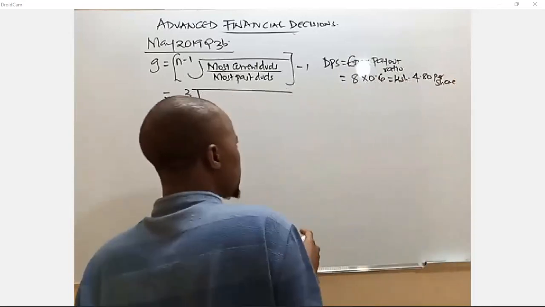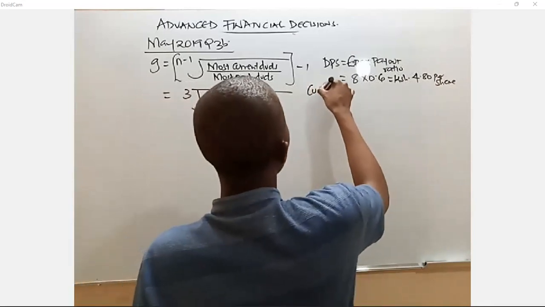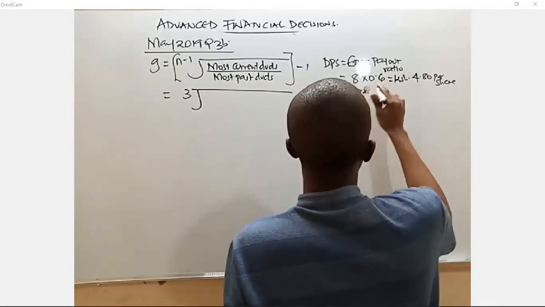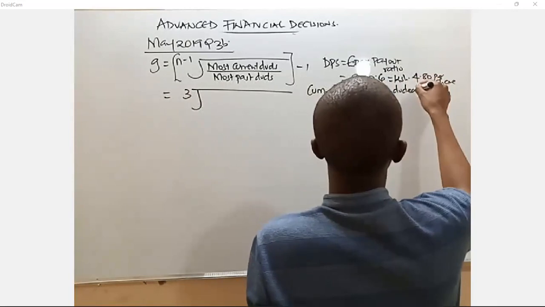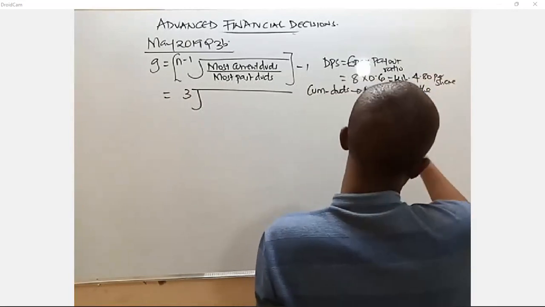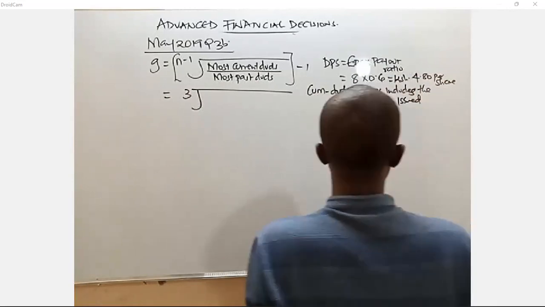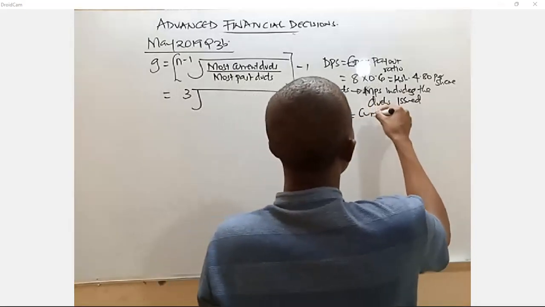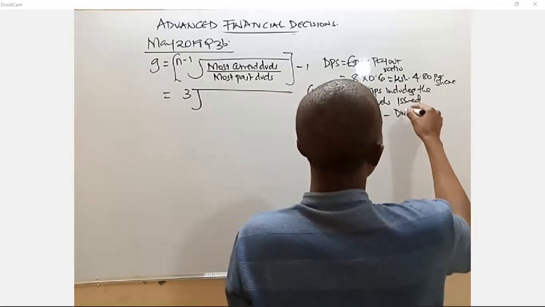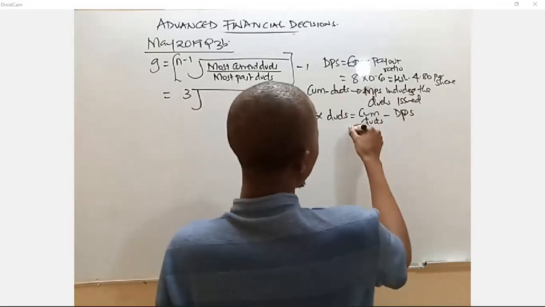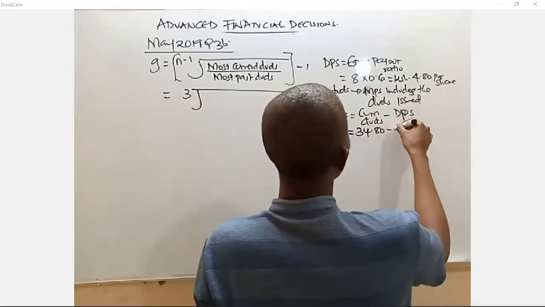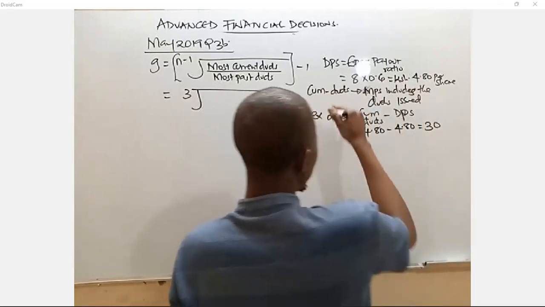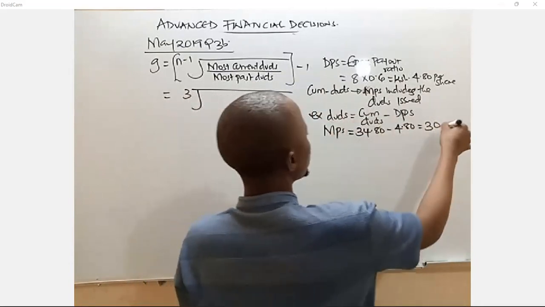That is correct. Now, if that is 4.80 per share, you ask yourself why the examiner gave you cum dividends. It means the market price per share includes the dividends issued. So when we have cum dividends, you need to get your ex-dividend price. I take my cum dividends minus the DPS. Here we are given 34.80 minus 4.80, so my market price per share ex-dividend should be 30.